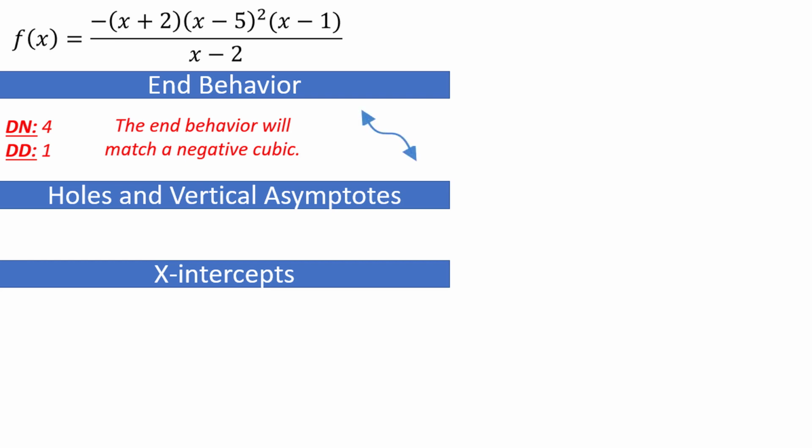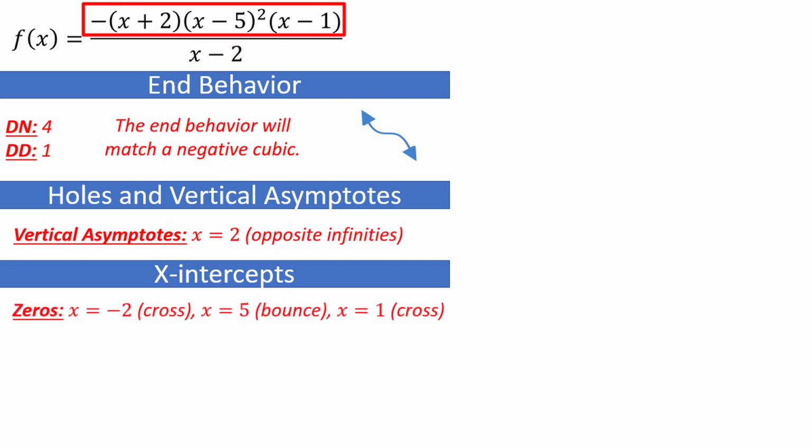Next, let's determine the holes and/or vertical asymptotes. We don't have any holes because none of our factors cancel. Instead, we have a vertical asymptote at x is equal to 2, which has an odd multiplicity, meaning the graph will approach this asymptote at opposite infinities. As far as x-intercepts, we have x is equal to negative 2, x is equal to 5, and x is equal to 1. X is equal to negative 2 and x is equal to 1 have odd multiplicities, meaning the graph will cross the x-axis at these points, and x is equal to 5 has an even multiplicity, meaning the graph will bounce at that point.